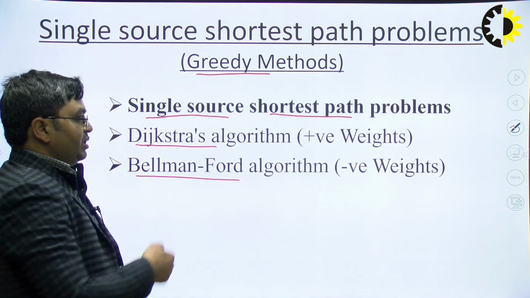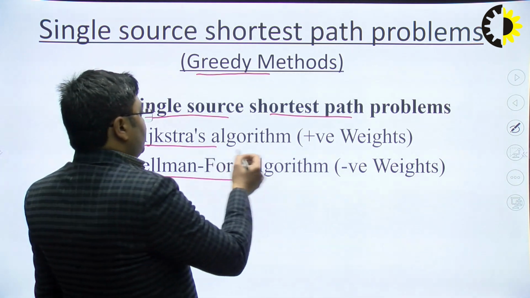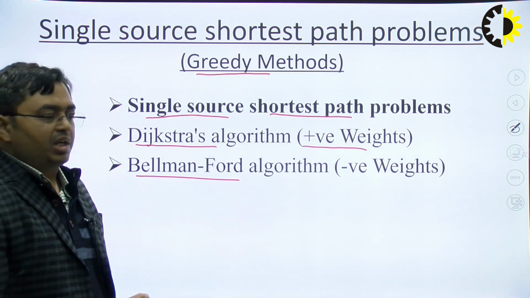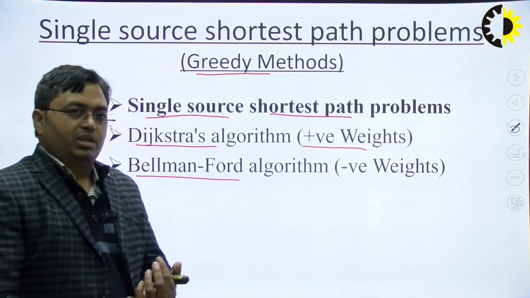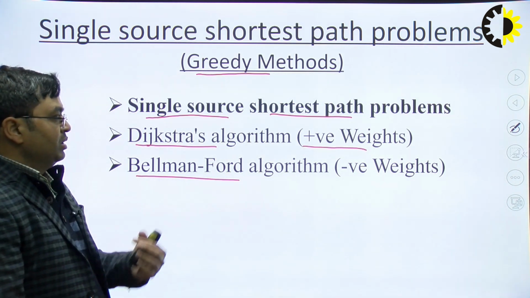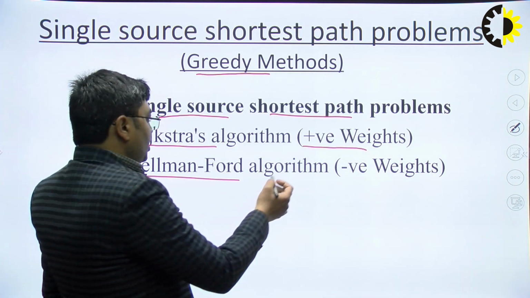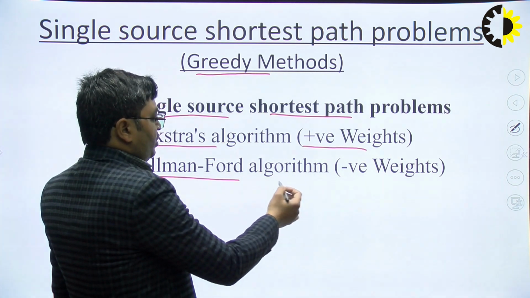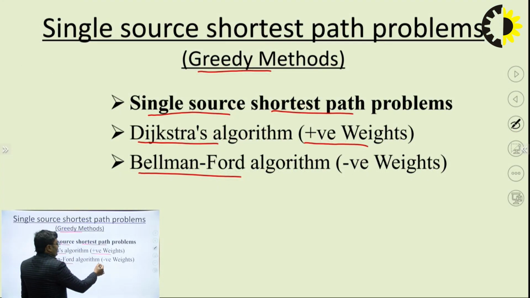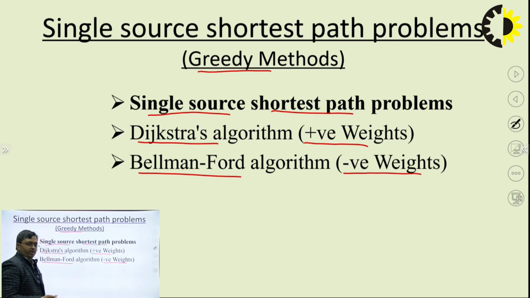What is the difference between these two algorithms? Dijkstra's algorithm is used for positive weights. When positive weights are given for a graph, we have to find the shortest path from a single source to all destinations, or all the possible nodes. The other one is the Bellman-Ford algorithm, in which negative weights are also given, and we have to find the same thing, the shortest path from a single source to all destination nodes.